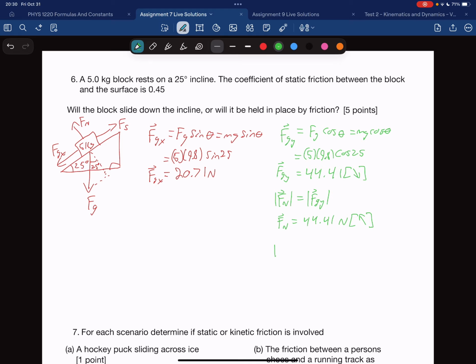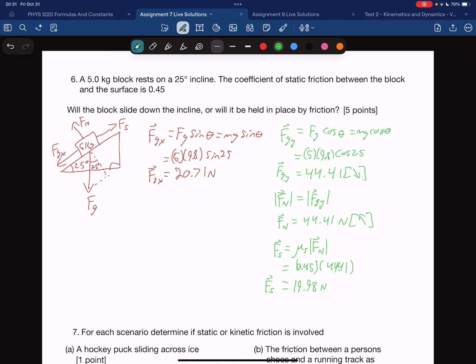And the force of static friction is equal to the coefficient of static friction times the magnitude of the normal force. And that's going to be equal to 0.45 times 44.41. And I did already have the final answer written down. I had 19.98 newtons for the force of static friction.